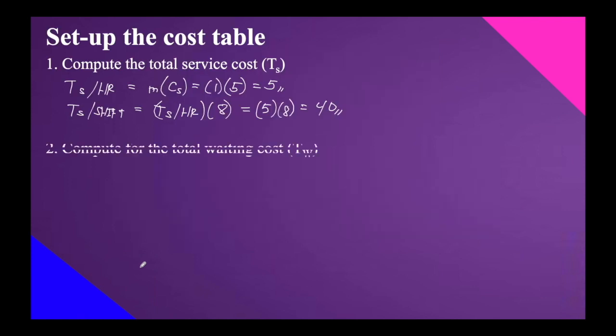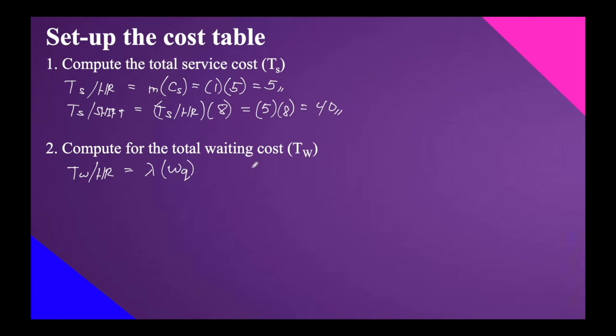So, next, we will now compute for the total waiting cost. Okay, so for the total waiting cost, our formula there is T sub W per hour muna tayo, then mamaya naman per shift. The formula dyan, guys, is lambda multiplied to W sub Q. Again, what is W sub Q?